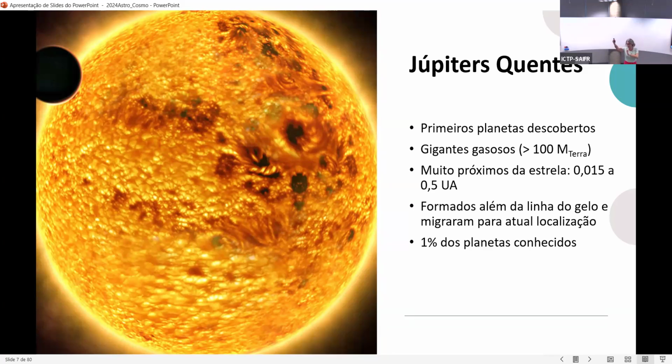Of course, they were formed beyond the ice line, that is, about the position of where Jupiter is or beyond, and then they migrated, spiraling towards the star. So that's known as planet migration. How they migrate, I'm going to tell you about the migration.